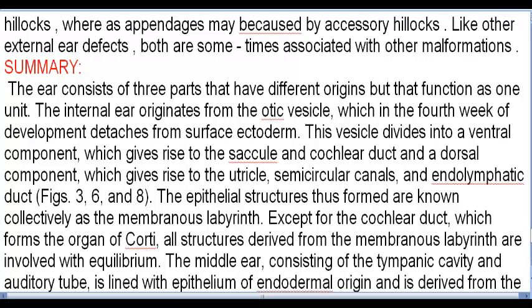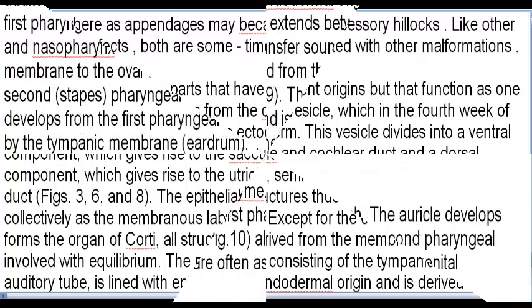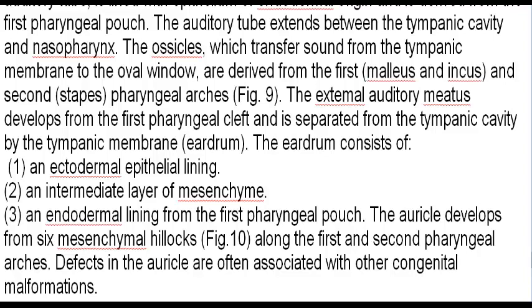Except for the cochlear duct, which forms the organ of Corti, all structures derived from the membranous labyrinth are involved with equilibrium. The middle ear, consisting of the tympanic cavity and auditory tube, is lined with epithelium of endodermal origin and is derived from the first pharyngeal pouch. The auditory tube extends between the tympanic cavity and nasopharynx. The ossicles, which transfer sound from the tympanic membrane to the oval window, are derived from the first (malleus and incus) and second (stapes) pharyngeal arches, Fig. 9.